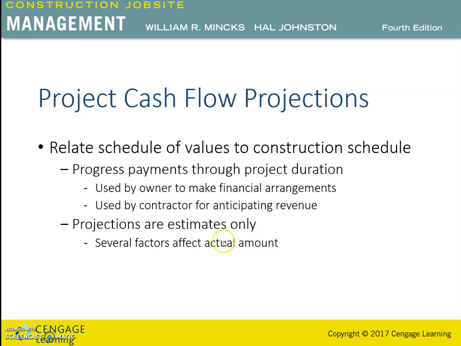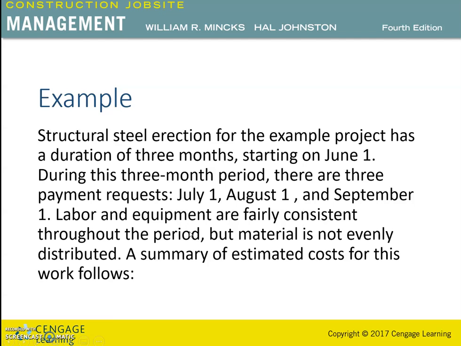Because the cash flow projection relates to the amounts that will be requested for each progress payment, some factors differ from those relating to the construction schedule. So the actual payments may not be equally distributed in the work activity. So let's see one example.